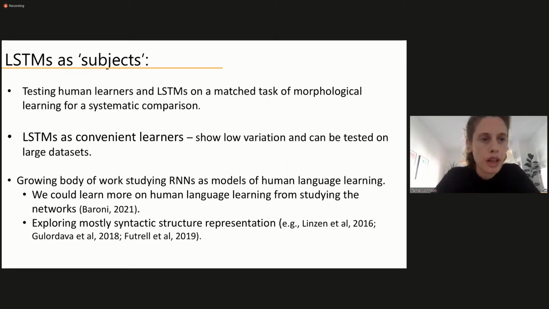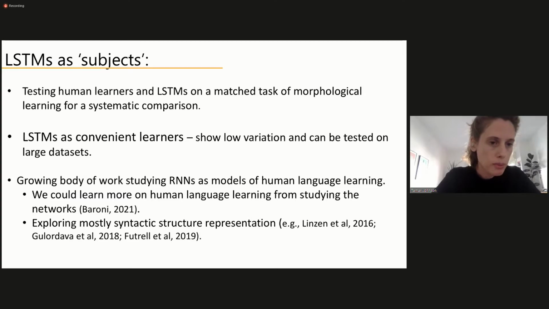So here in my work, I'm using LSTMs as subjects, comparing them to the human learners. I'm testing human learners and LSTMs on a matched task of morphological learning for systematic comparison. I must say that LSTMs are convenient learners. They show low variation when trained on the same data, when runs of the same model are compared, as opposed to human learners, and they can be tested on large data sets.